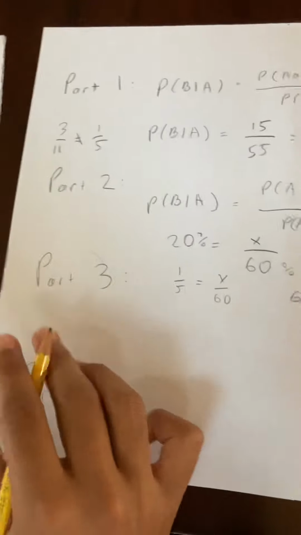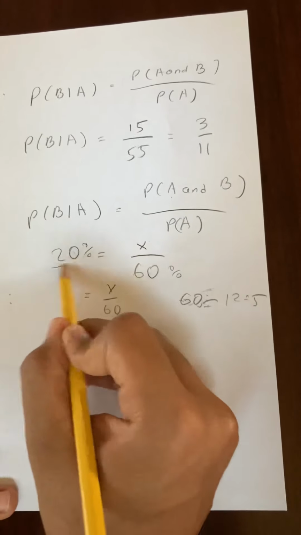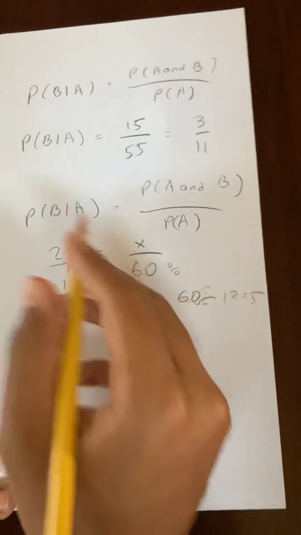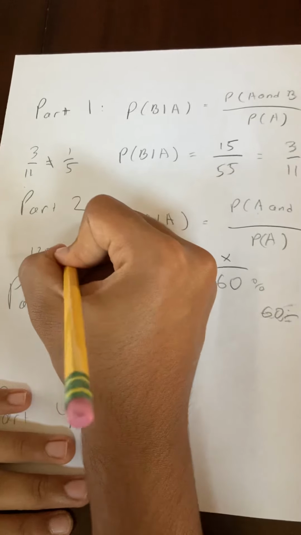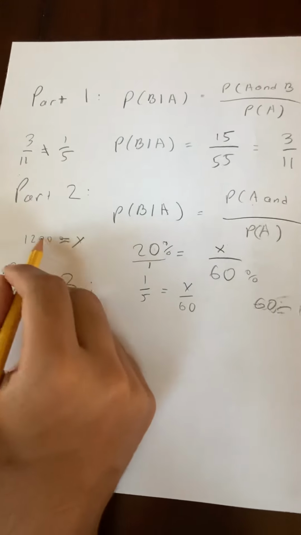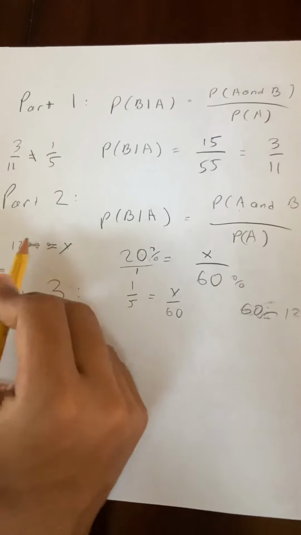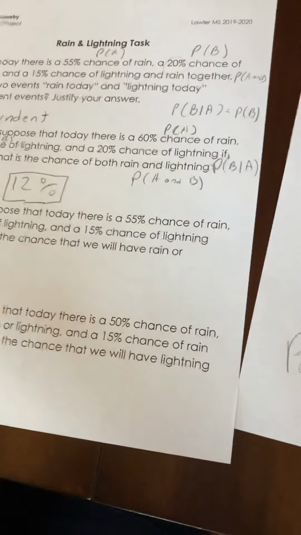Another way we could have gotten this is by cross multiplying. We do 60 times 20, which is 1200. So 1200 is equal to X. But we actually get rid of these extra zeros, as we have to divide by 100. So we get 12%.